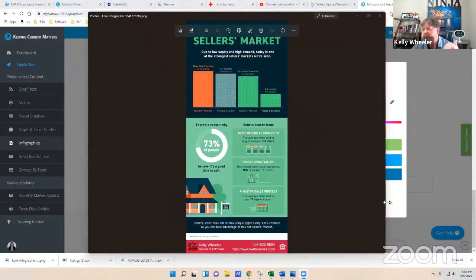Just simply copy, paste it into Canva, and now I've got an infographic I can send on my card. Not for free, but for the fact that I've got access to 40 or 50 of these at any given moment. But that is an infographic that you can get directly inside of Keeping Current Matters. I think Angela was asking about that. Okay, yeah, I'll look there. Okay.